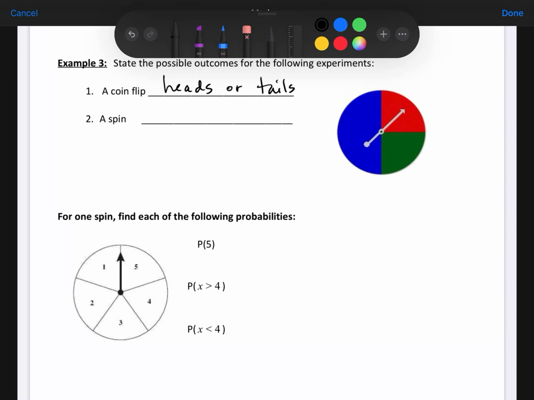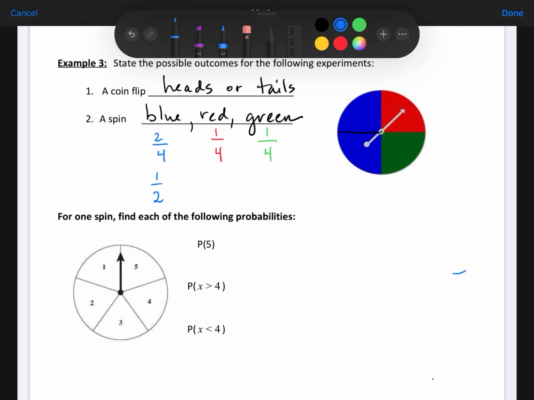This one is an interesting one because of the way that it's divided up. If you think about it, it's actually got 2 blues in it. You can't see the line there. However, the possible outcomes of this are blue, red, or green. Okay, and the possibility of spinning a blue in this case would be 2 out of 4. The possibility of spinning a red would be 1 out of 4, and the possibility of spinning a green would be 1 out of 4. This, of course, reduces to 1/2.